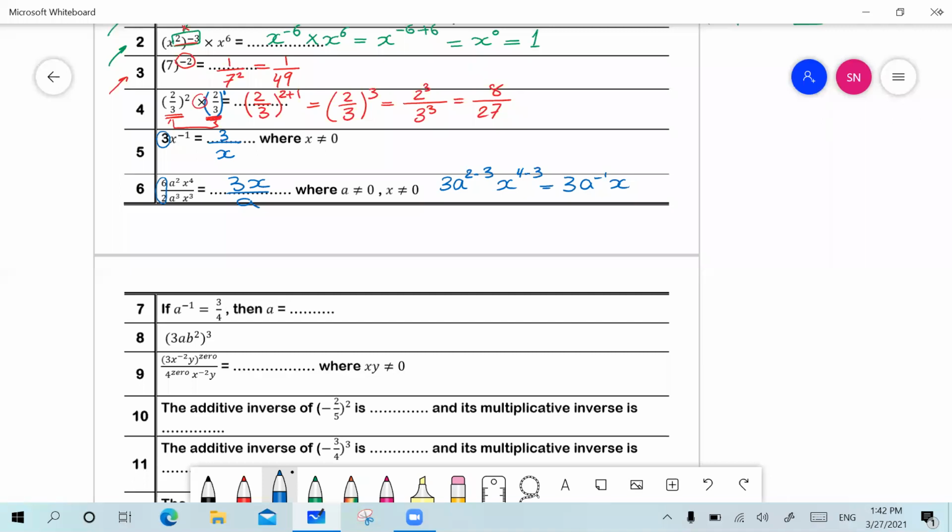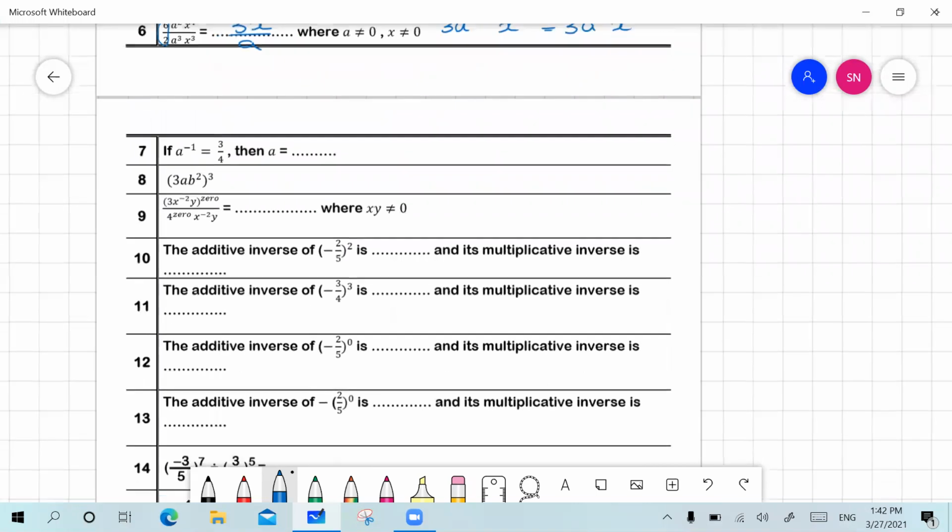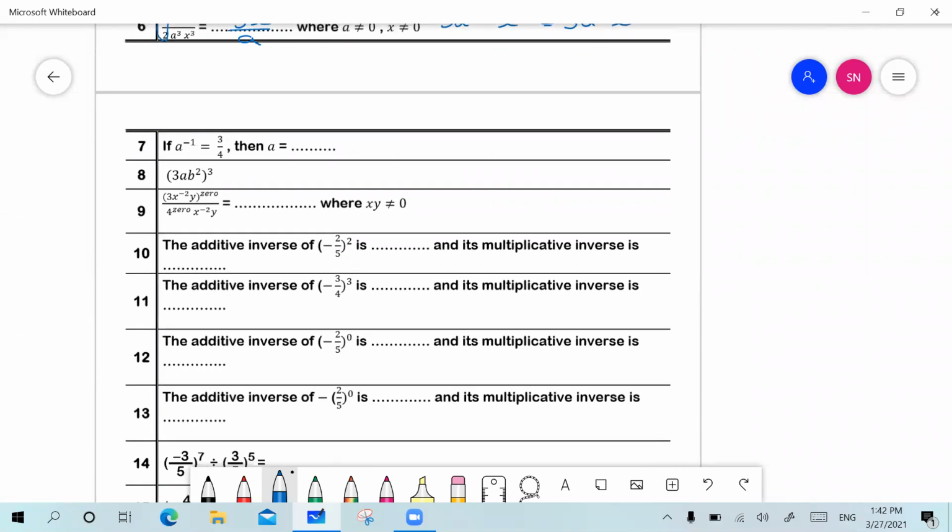Now I'm going to lower all hands, and please, if anyone has a question, raise your hand. Okay, so number 7, if a to the power of negative 1 is equal to 3 over 4, then a is equal to 4 over 3. Exactly. To find a, I'm going to flip the fraction, so it is 4 over 3. Thank you, dear.